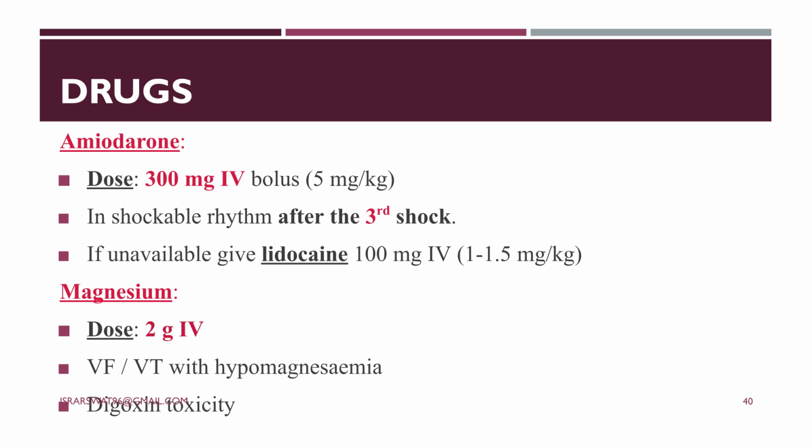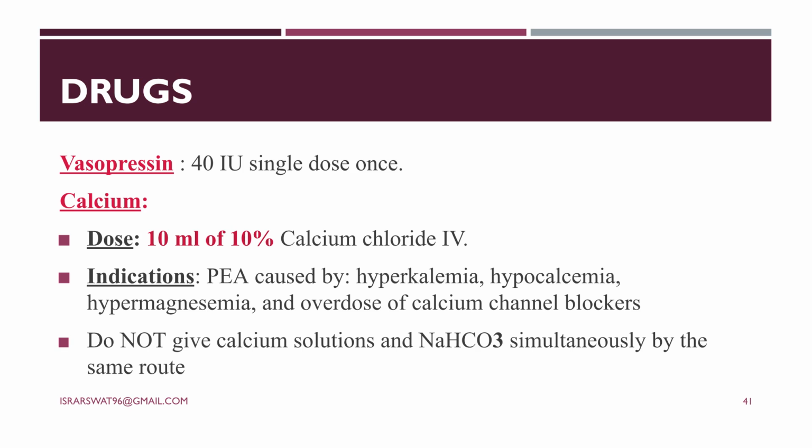Amiodarone, 300 milligrams IV bolus, is used for shockable rhythms after the 3rd shock. Lidocaine is an alternative. Magnesium, 2 grams IV, is used for VF or VT with hypomagnesemia or digoxin toxicity. Vasopressin is administered as a 40 international unit single dose once.